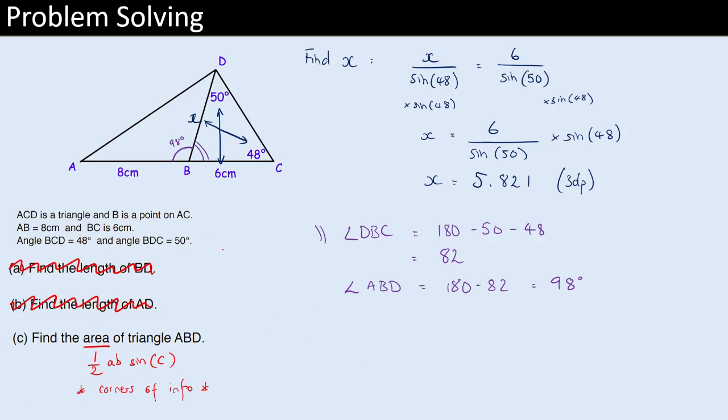Finishing this question off then, to find the area of this triangle ABD, we would use 1/2 of 8 times 5.821 times sine of 98 degrees. So 1/2 of 8 times 5.821 times sine 98, close brackets, 23.06 to 2 decimal places. And that would be centimeters squared because we have been given a unit.